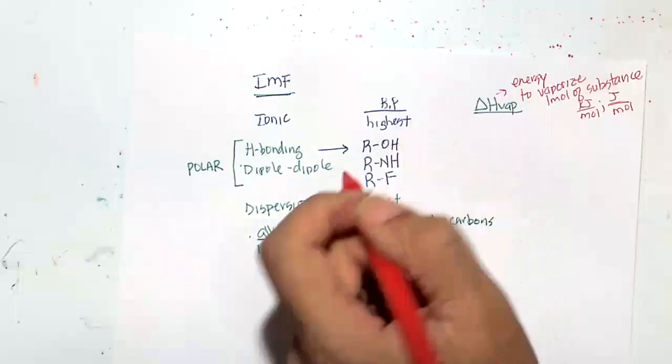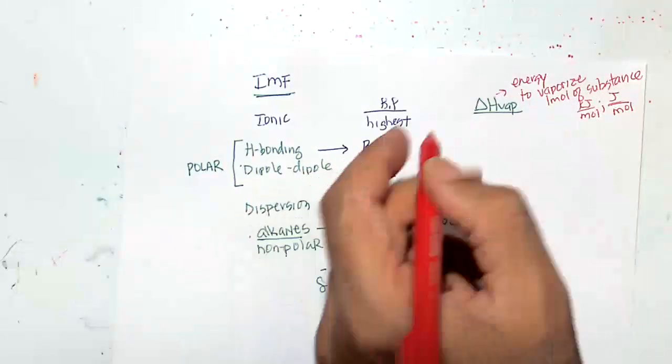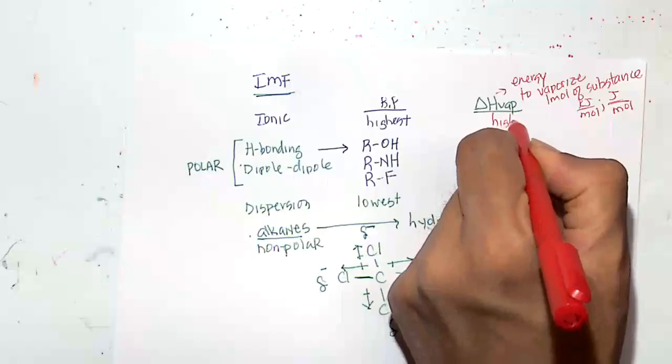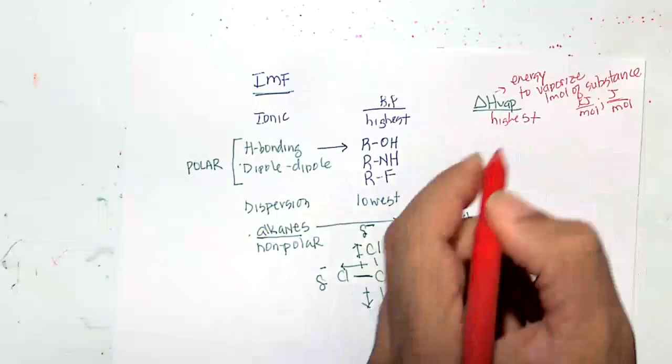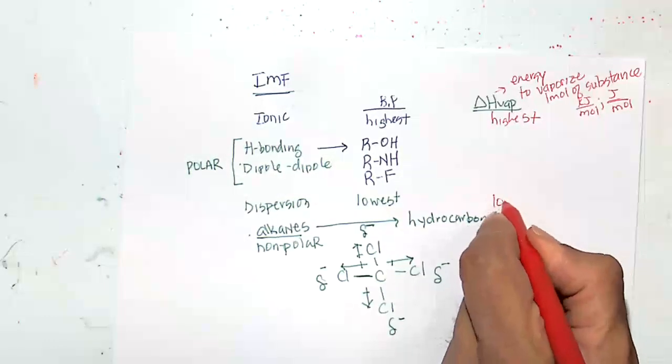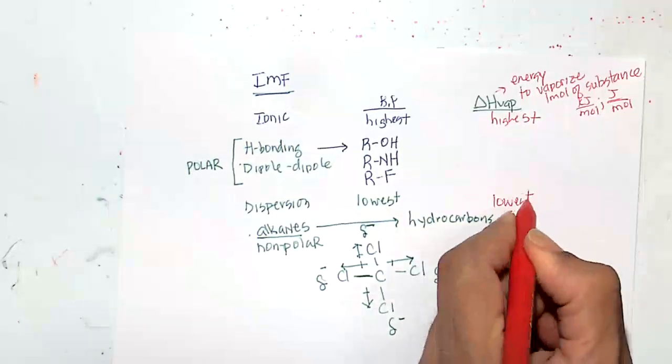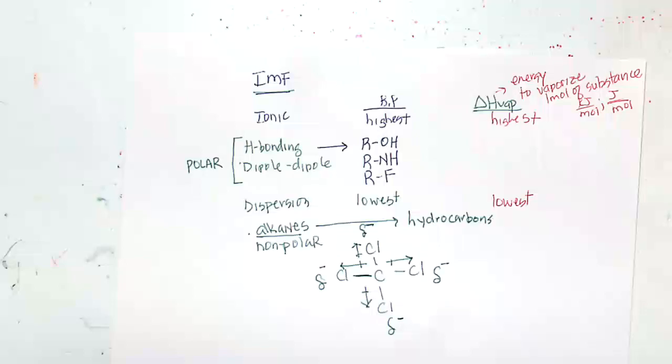So which would be the highest? Did you say it, Susanna? Yes, the ionic would be the highest. And which would be the lowest? Dispersion. You saw this in the lab. I saw it with my own eyes. I held your filter paper, the filter paper that was soaked in pentane. I felt it in your lab groups.